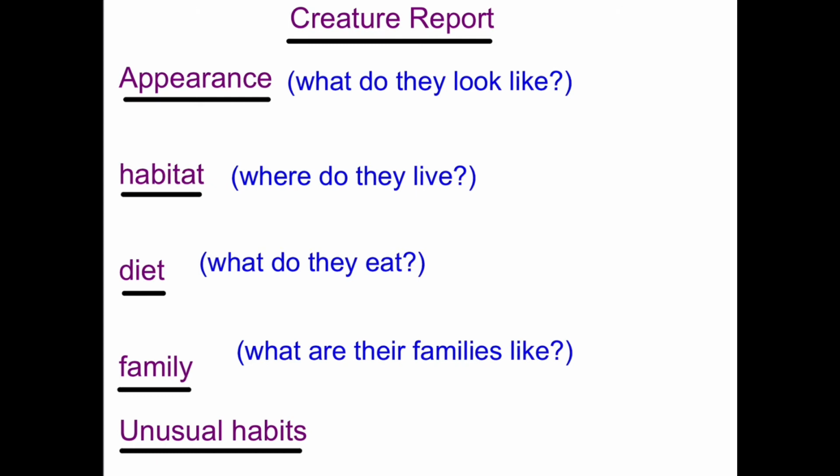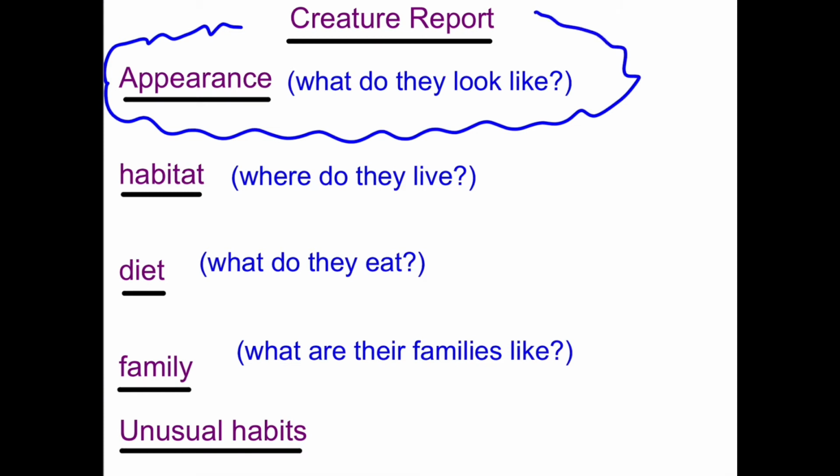This week you're going to be writing a creature report about the imaginary character you've created, so the one you drew yesterday. If you're not happy with the one you drew yesterday, you can always invent another one to write about. So today we're just going to be thinking about the appearance. So that means what it looks like. Now you started that yesterday because you thought of noun phrases to describe and label your creature. So today you're going to be using those noun phrases in sentences to describe what it looks like.